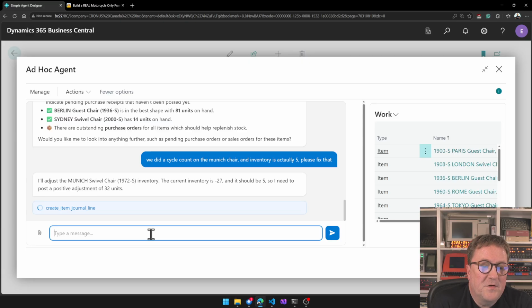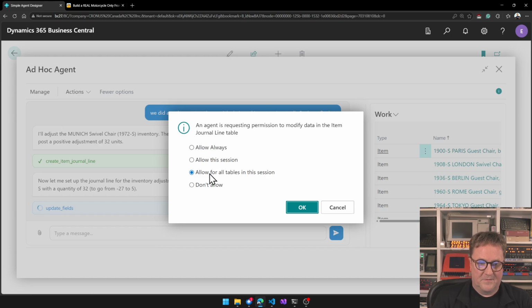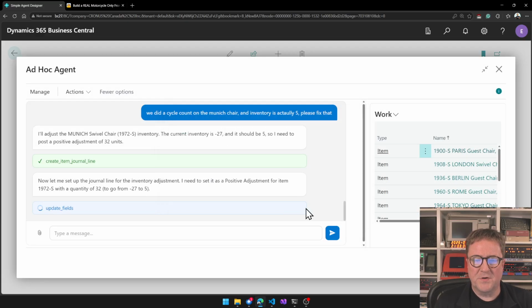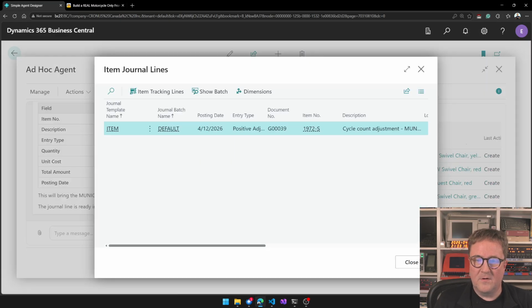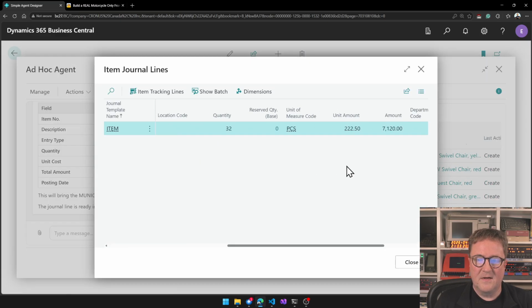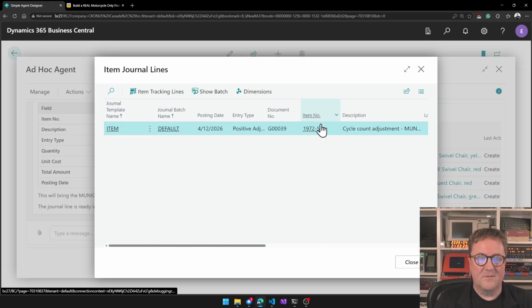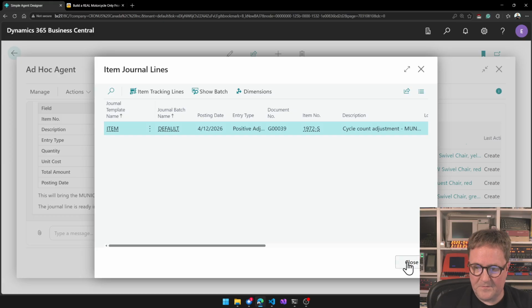I'll adjust the Munich swivel chair inventory. The current inventory is minus 27. So an agent is requesting permission to modify data in the item journal. Sure, we will allow that. I need to set it as a positive adjustment for the item with a quantity of 32, going from minus 27 to 5. So if we take a look at the journal, we can see that there is a positive adjustment added to the item journal, and I can go and post it afterwards.